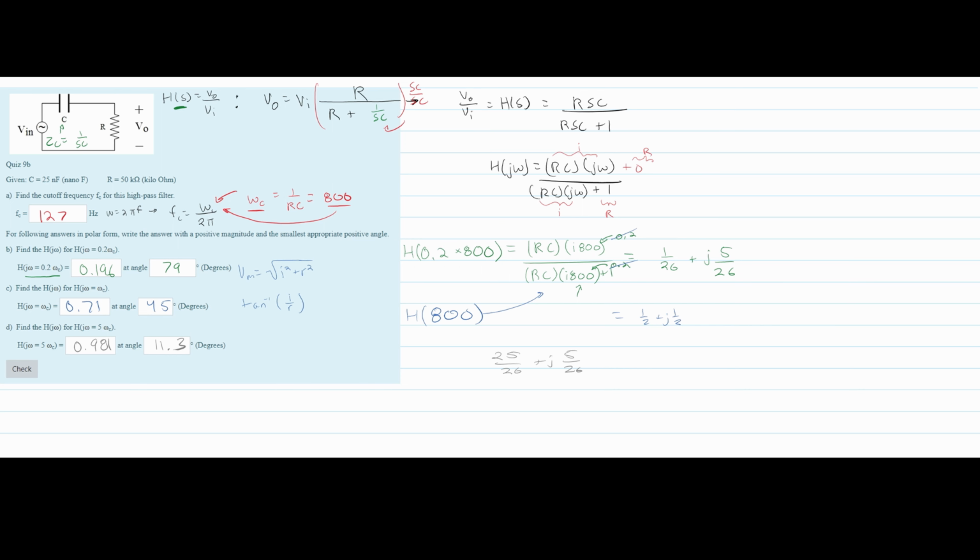Remember, I didn't write it for the gray, but for the gray we would have H, and then we would have 5 times 800, like this. And we would plug into here. Just because I made a mistake I'm going to rewrite it. So we have H of 5 times 800, and this would be equal to our general equation, so RC, but we're going to have j, whatever have you, 5 times 800, and this is divided by RC, j times 5 times 800, and then we have our plus 1. And so that is the general equation for it, and that's how you go about solving this problem.